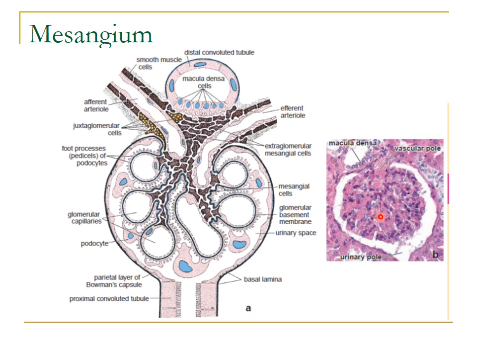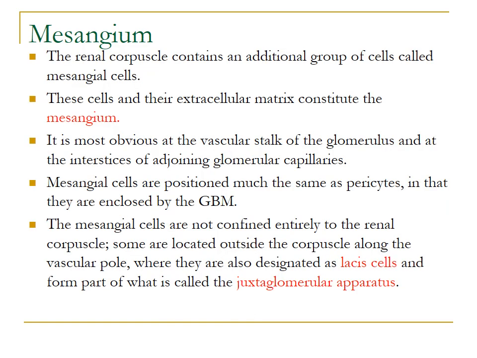Now you can see here this dark eosinophilic area, the large eosinophilia. This is because of the mesangium, the cytoplasm of the mesangial cells, which is deeply eosinophilic here. The mesangium of the renal corpuscle contains an additional group of cells called the mesangial cells. These cells and their extracellular matrix constitute the mesangium. It is more prominent at the vascular stalk of the glomerulus, at the interstitium of the adjoining glomerular capillaries.